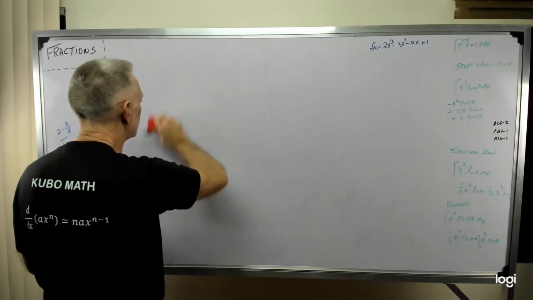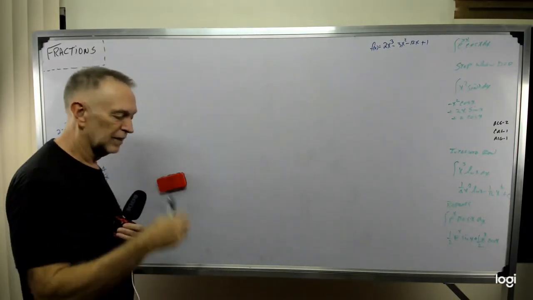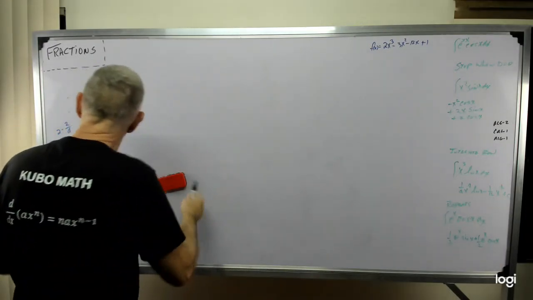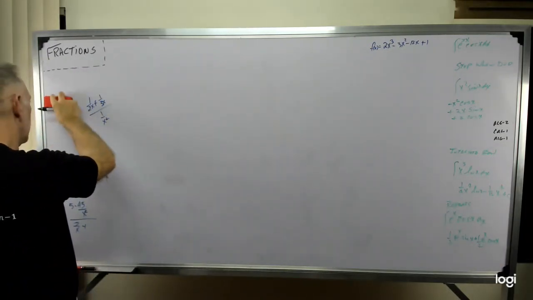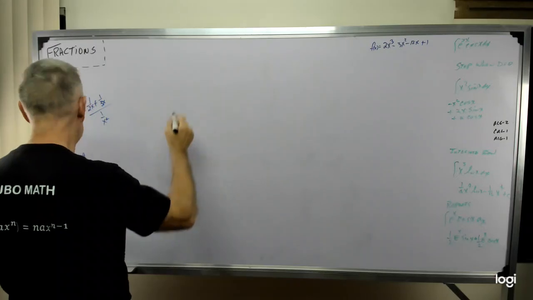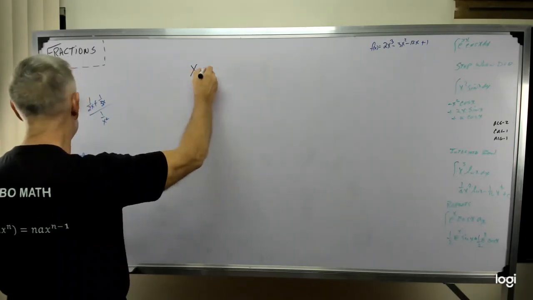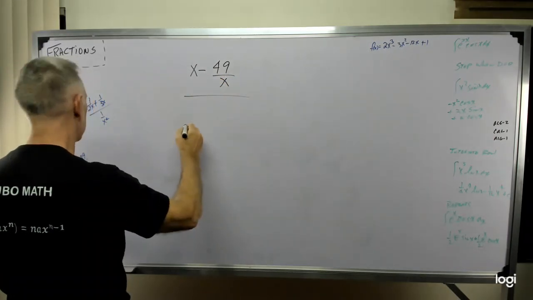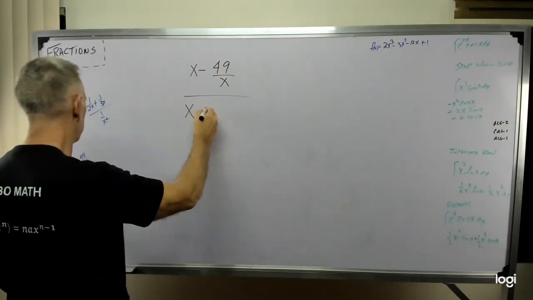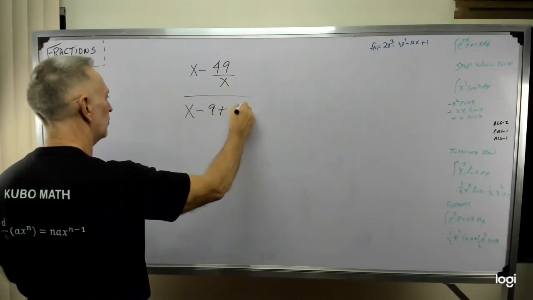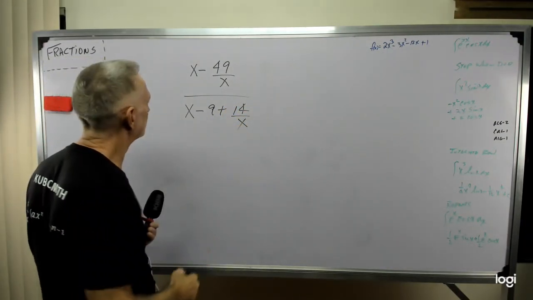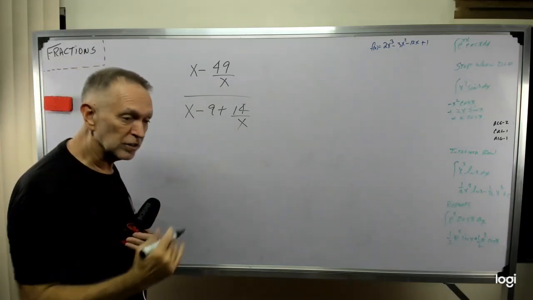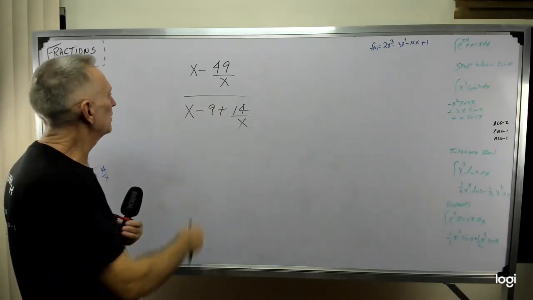Common denominator, invert, multiply, factor, and reduce. Not so bad. All right. x minus 49 over x divided by, oh, this one's a little different. x minus 9 plus 14 over x. It's not different in the process, just more of it.